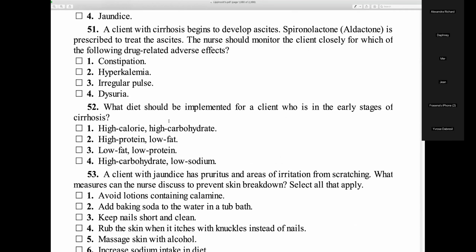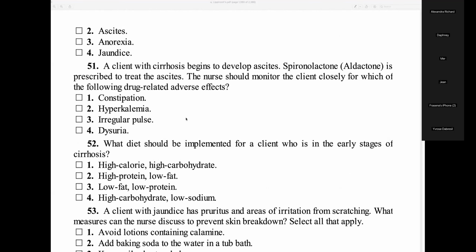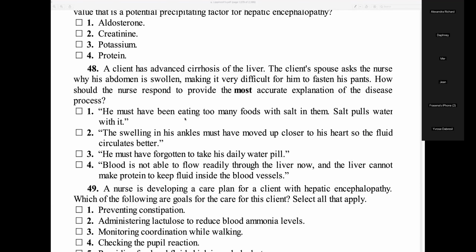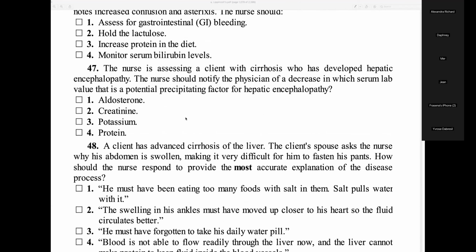A client with cirrhosis begins to develop ascites. Spironolactone, Aldactone, is prescribed to treat the ascites. What type of medication is spironolactone? Somebody tell me in the chat. Oh, 47. For 47, the correct answer was 3, potassium.